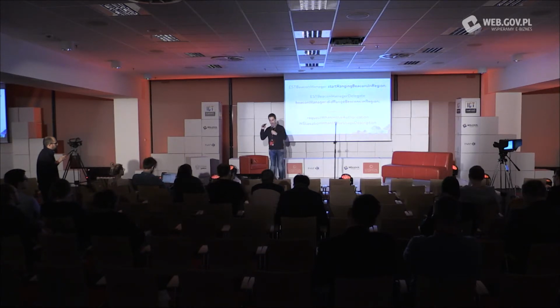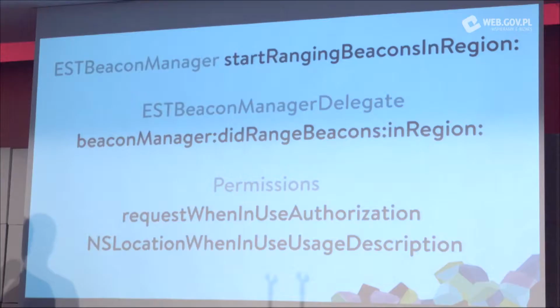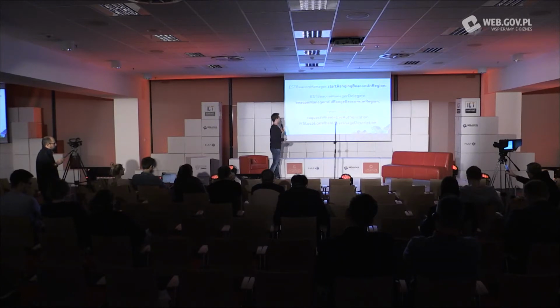And this is how you use ranging. Again, really simple. Instead of start monitoring, we use start ranging. We don't have did enter, did exit. We have did range beacons, and this is something that will be called every second. So basically, those 1 second scan periods I was talking about earlier. At the end of each scan period, you will get a call to this did range beacons with a list of beacons that were found in range, plus the information about the approximated distance. And since this is designed to be used mostly when the app is on screen, we only need the when in use permission to access location services data.